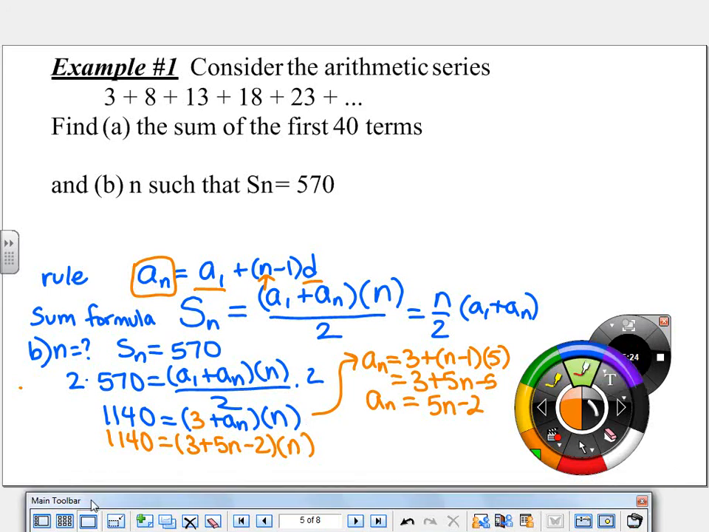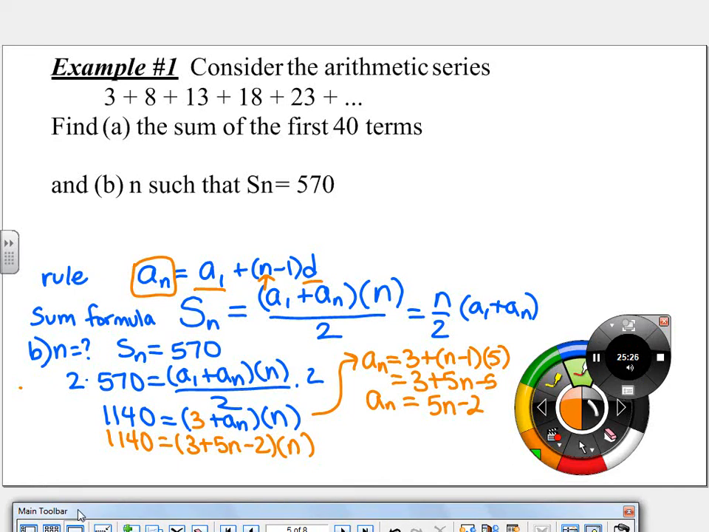All right, what next? Distribute n. So I'm going to have 1,140 equals. Are you guys okay if I do the 3 minus 2 before I distribute the n? Yeah? So I'm just going to call that 1. Sorry, that looks a little bit ugly. But I'm going to get 5n squared plus n.